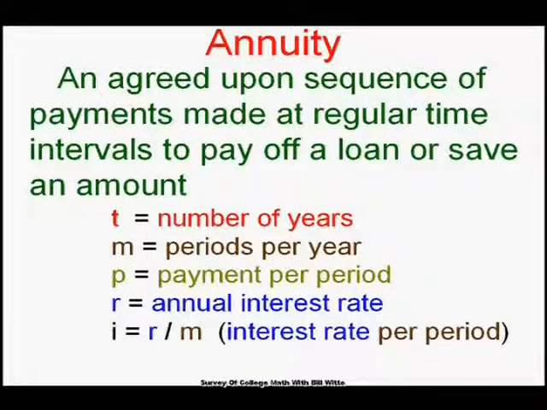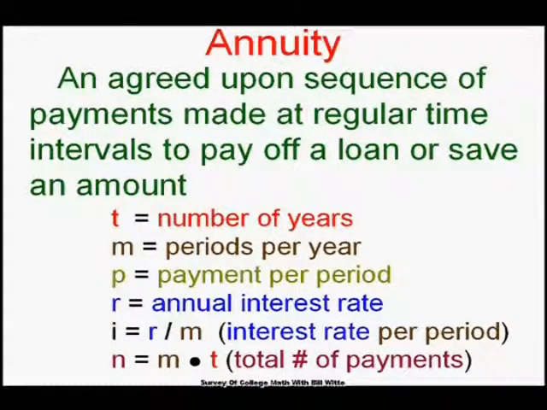Some formulas come with an I instead of an R and an M, because I is your interest rate per period. So it's your annual interest rate, R, divided by the number of periods, M. Okay, so be looking for that. It may come in that form as well.